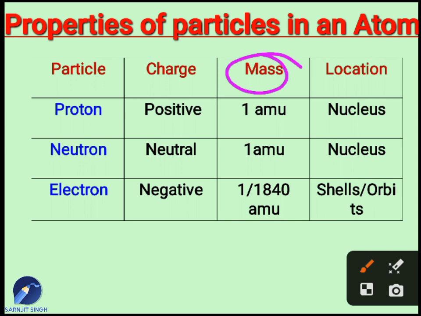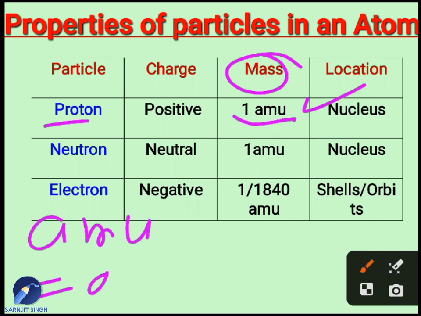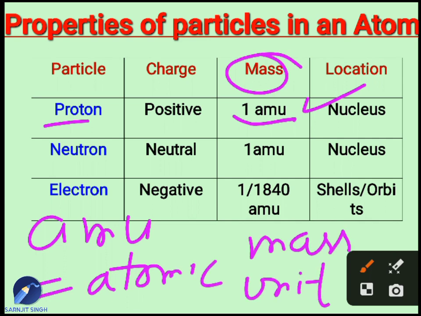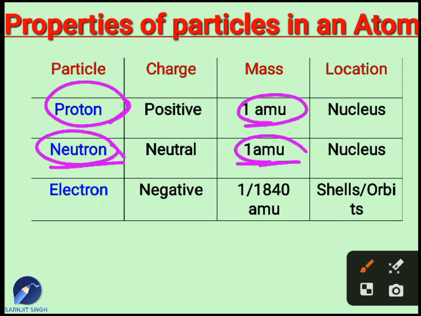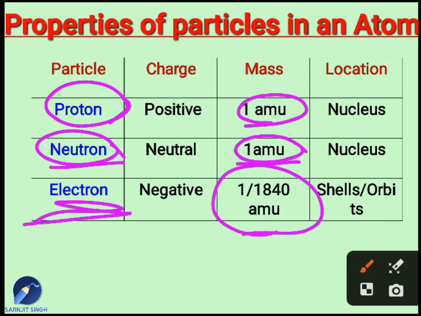Now next is mass. A proton has 1 AMU mass. AMU means atomic mass unit, now simply written as U. Same as the neutron, it is also 1 AMU. That means the mass of a proton and the mass of a neutron are the same, 1 AMU. But the mass of an electron is very, very small. It is 1 by 1840 AMU.